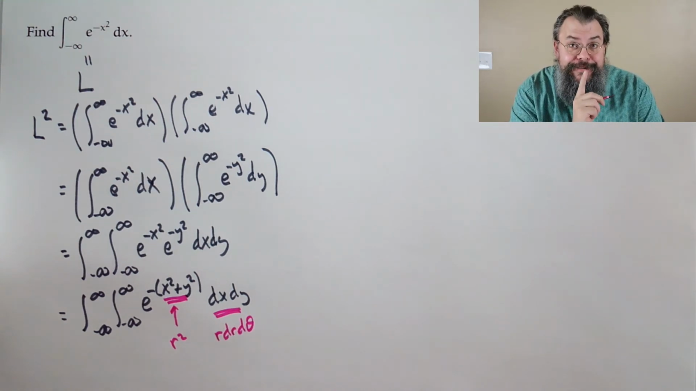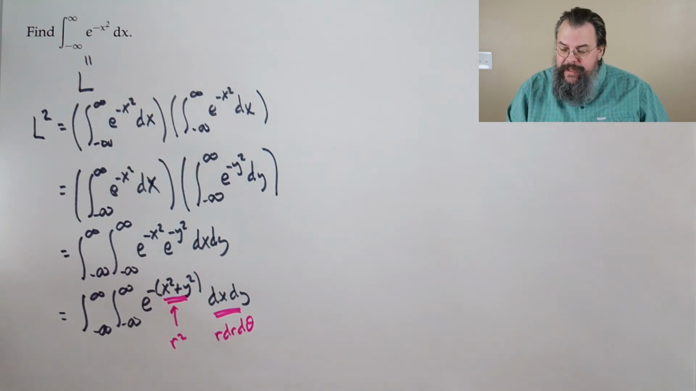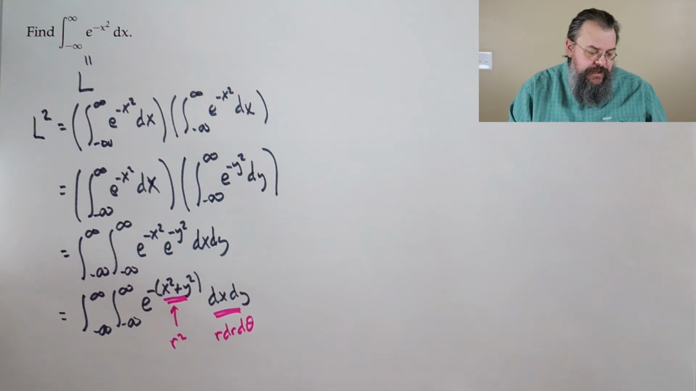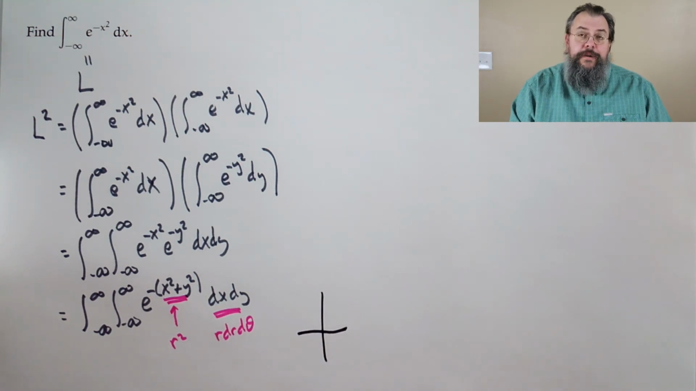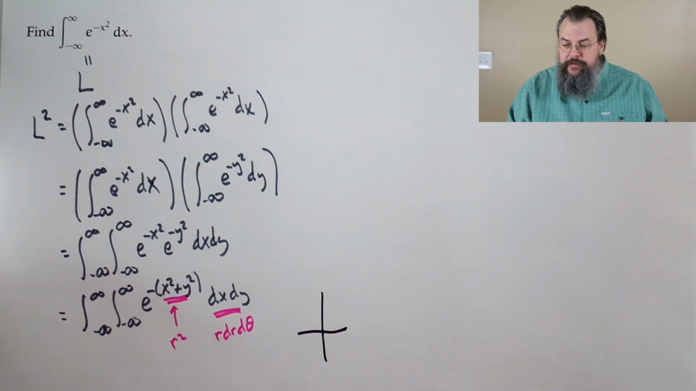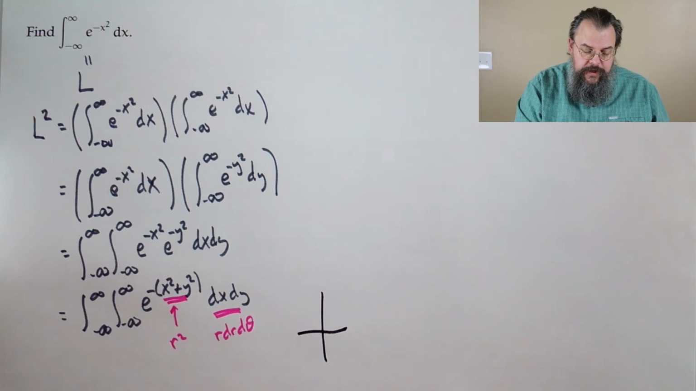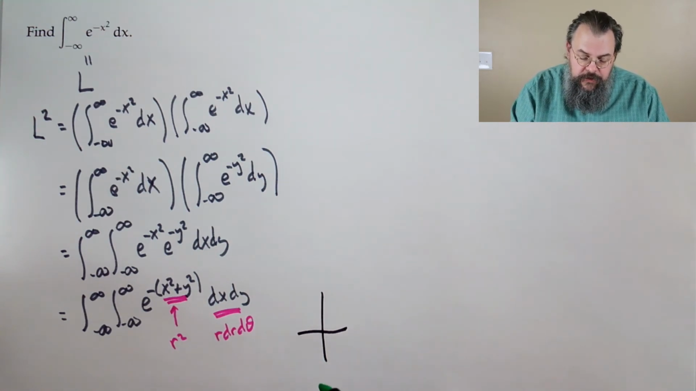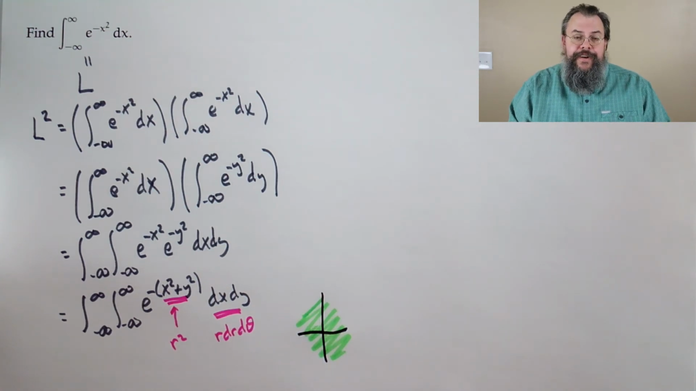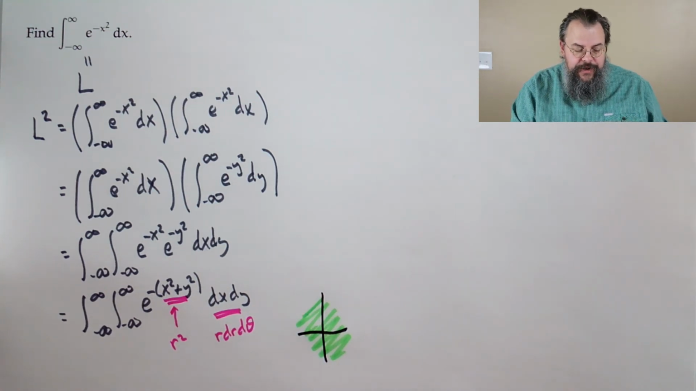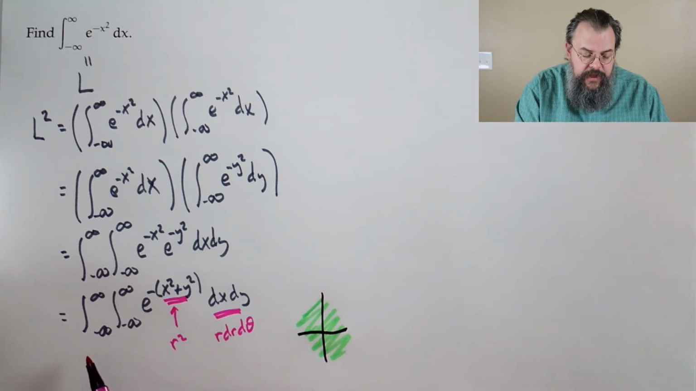What are the bounds? Okay, so let's sketch. First off, if we sketch the region in the plane that we're currently integrating over, so here's our plane. What region in the plane are we currently integrating over? Well, we're integrating over the whole plane. It's everything. All right, so what will the bounds be? How do you describe the whole plane?